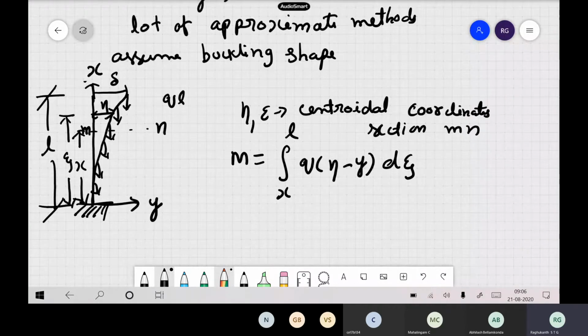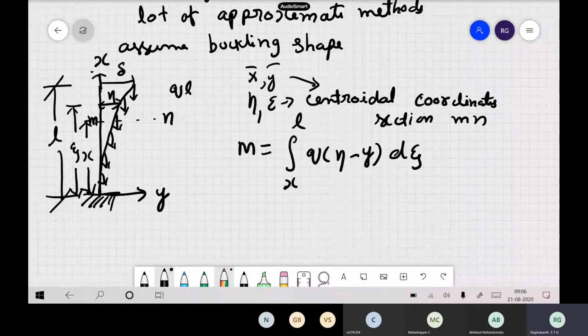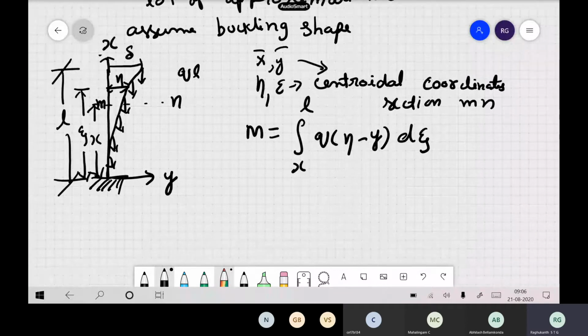The notation was slightly different. In Greenhill's formula, he takes the origin at the free surface, and the notation x bar, y bar was taken to be centroidal coordinates. Now our origin is at the bottom, so (0, 0) is here. Instead of x bar, y bar, we are using eta as the centroidal axis.